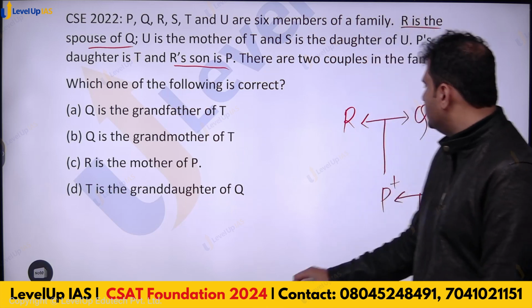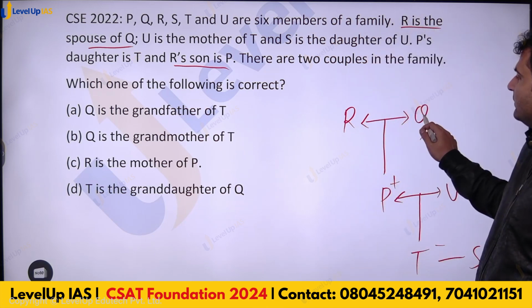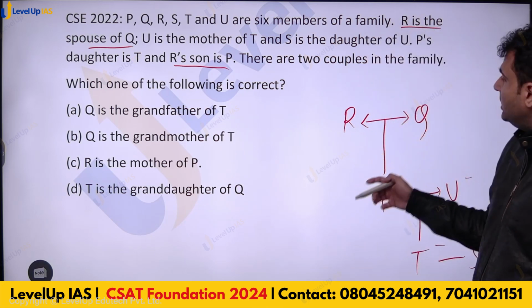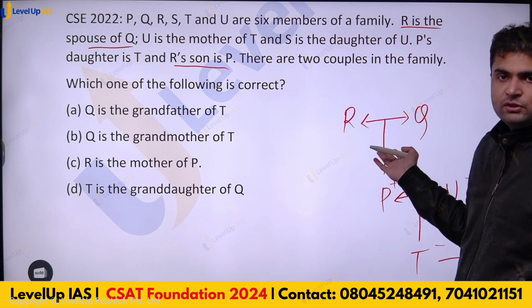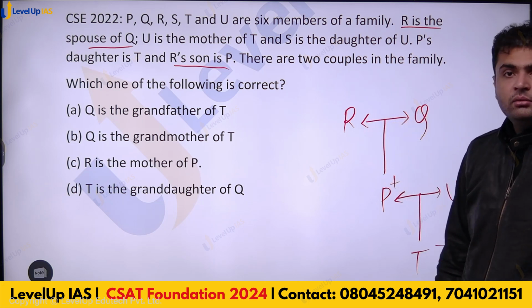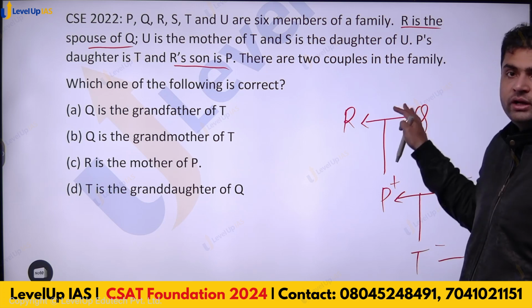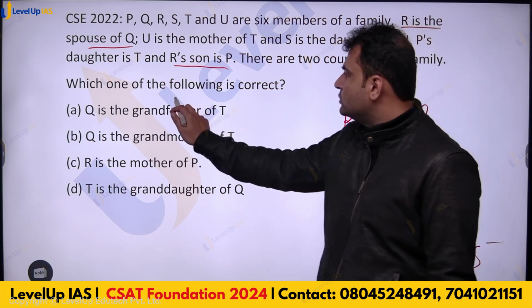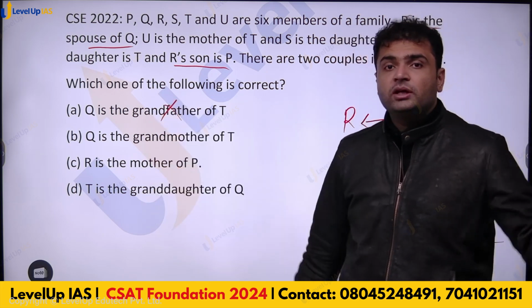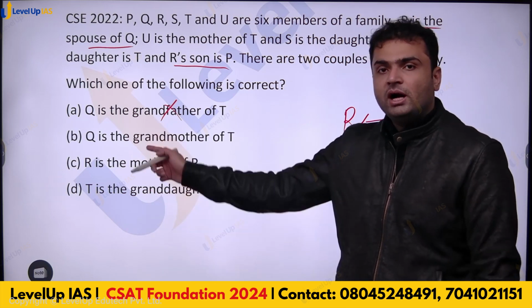Q is the grandfather of T. Maybe, may not be, because Q can be grandmother as well, grandfather as well. Both are possibility. We don't know for sure if Q is male. So this is not correct. The option has to be correct in all cases to be marked as correct.